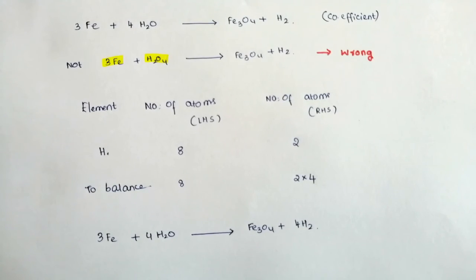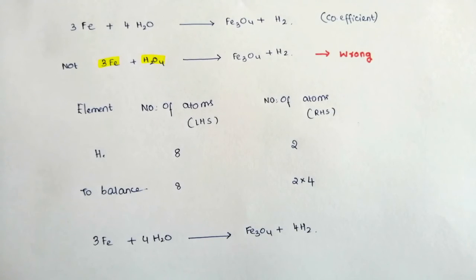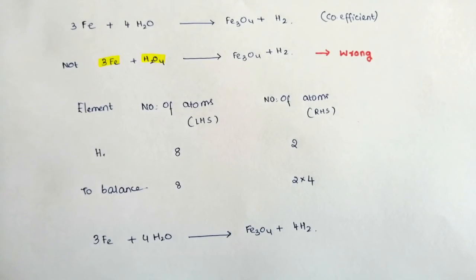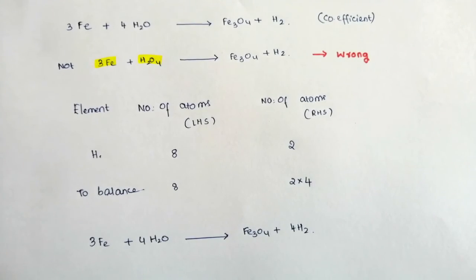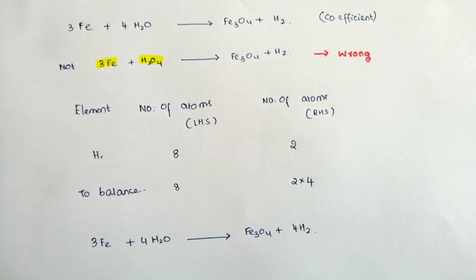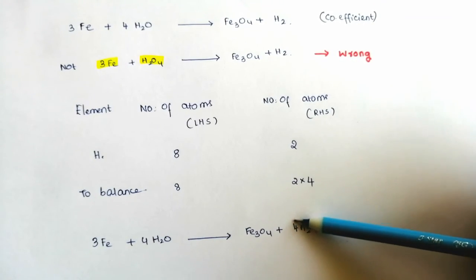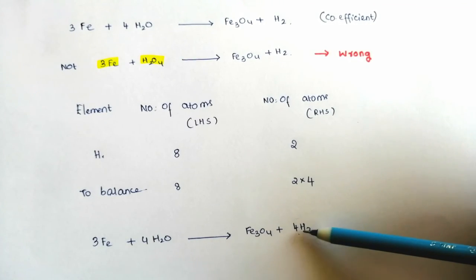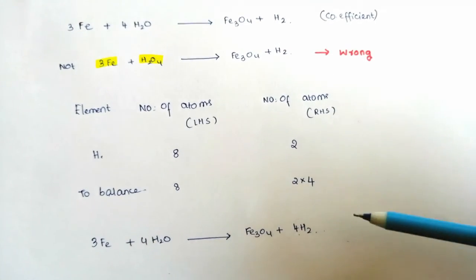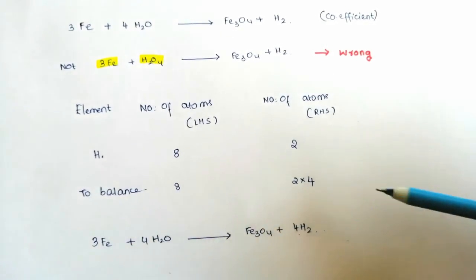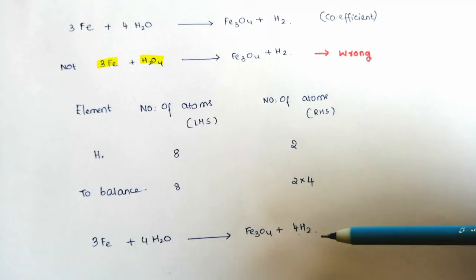Coming to the hydrogen atom, the number of atoms of hydrogen is 8 on the left hand side, whereas on the right hand side it is 2. To balance that, you have to take 4 as a coefficient. That is, I am writing 4 as a coefficient here on the right hand side. That is 8 hydrogen atoms and 8 hydrogen atoms. Is there anything unbalanced here? No. Everything is balanced, so we can say this is a completely balanced chemical equation.